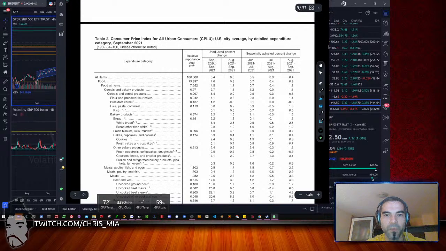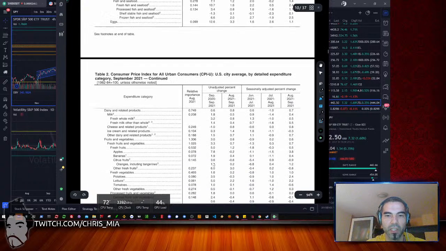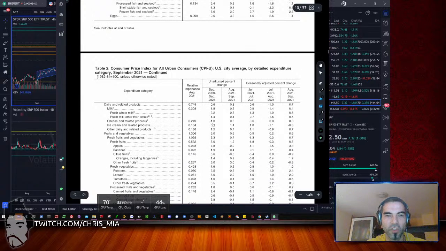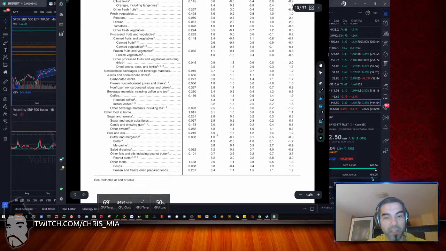Again, September 2020 to 2021, August 2021 to September 2021. So the year and the quarter, right? So we've got a year increase on just about everything. No actual decreasing. Fish went down 1.3 over last year. Cheese went down 1 over last year. Vegetables went down 1 over the last year. Everything else is basically increasing.